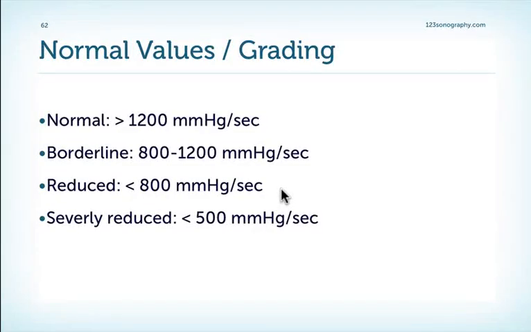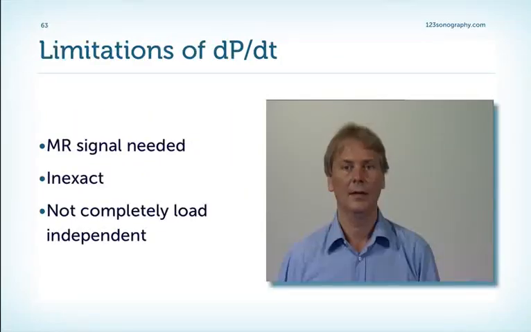Well, basically there's a certain degree of overlap, but if we have a DPDT which is above 1,200, it is normal. Some patients who have hyperdynamic left ventricles, we can find DPDTs way above 1,200, sometimes even 2,000, 3,000, or 4,000. If we have a DPDT below 500, the ventricular function is usually severely reduced.